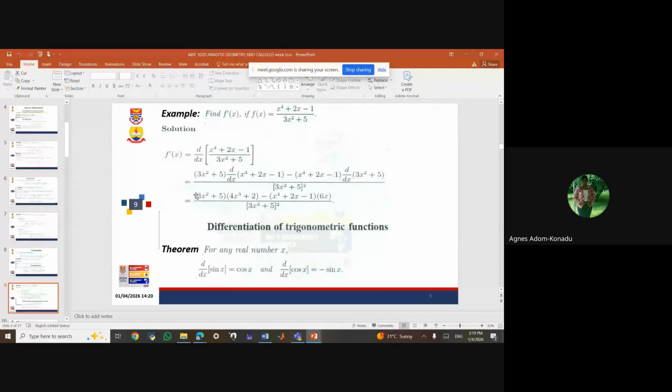So I have 3x squared plus 5 times 4x to the power 3 plus 2 minus x to the power 4 plus 2x minus 1 times 6x, all divided by the square of the denominator. Please, the expansion. In an exam, you will not see it like this. I will expand it. But here, the most important thing is for you to get the concept.